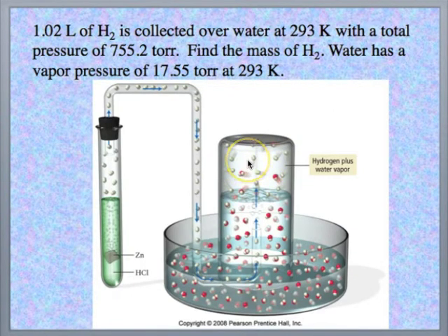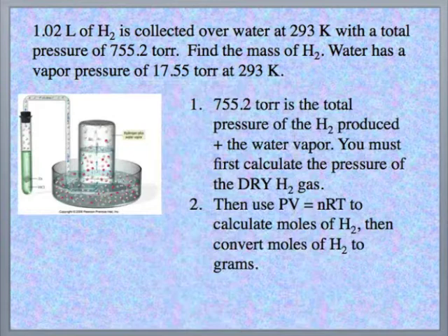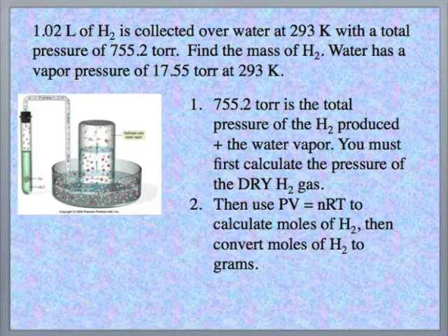So what we have to do is calculate the partial pressure of the dry hydrogen by subtracting out the water vapor pressure from the total pressure. So 755.2 is the total pressure of the hydrogen produced plus the vapor pressure. And so we first calculate the pressure of the dry hydrogen gas and then use PV = nRT to calculate the moles of hydrogen and then convert moles of hydrogen to grams. Do you want to try doing this yourself and coming back? Let's see if you can do it. Then return to the video and we'll go through it.